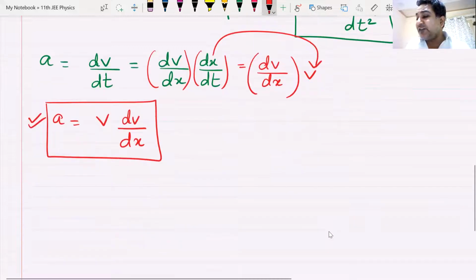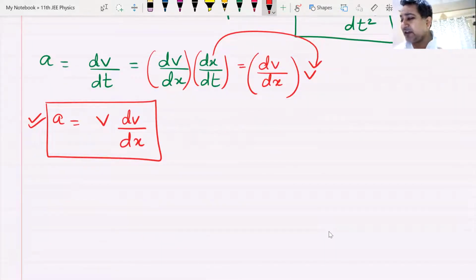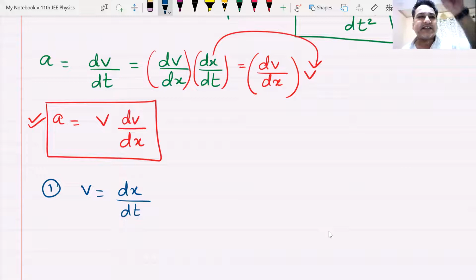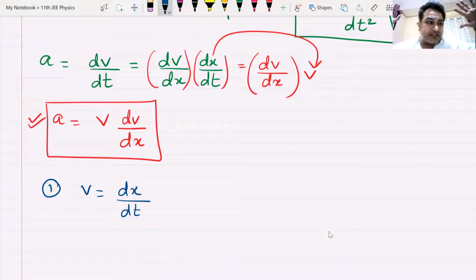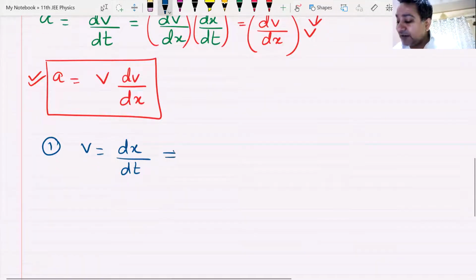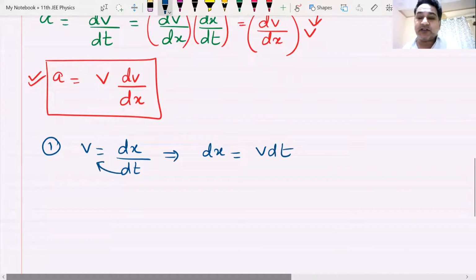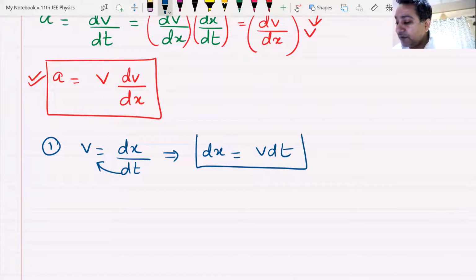So now I am concentrating on three equations. Let me write those three equations again. V is dx by dt or dr by dt. In most cases, the body is going to move along the x-axis or y-axis, so instead of calling it dr by dt, I can call it dx by dt or dy by dt. Do we understand this? Now v is dx by dt. That implies I can write dx, small displacement, as v multiplied by dt. This dt goes over here, so dx becomes v multiplied by dt.